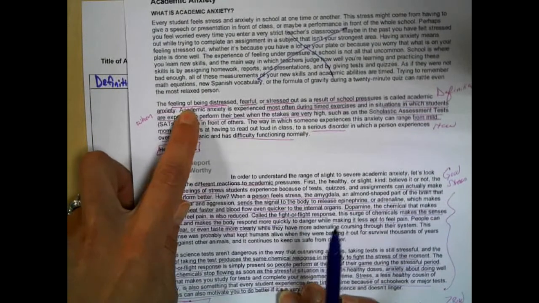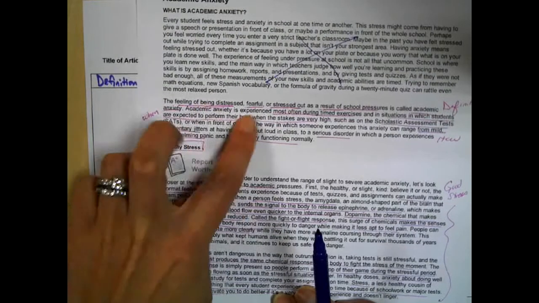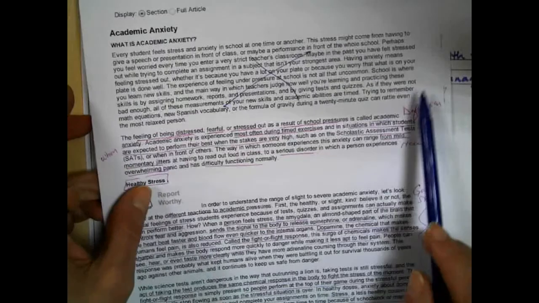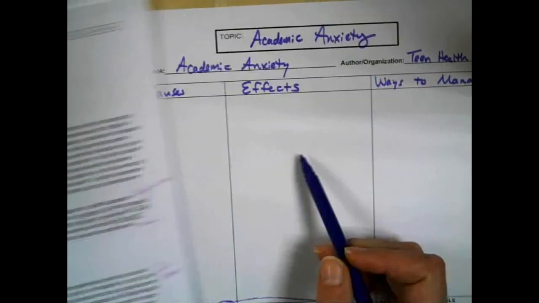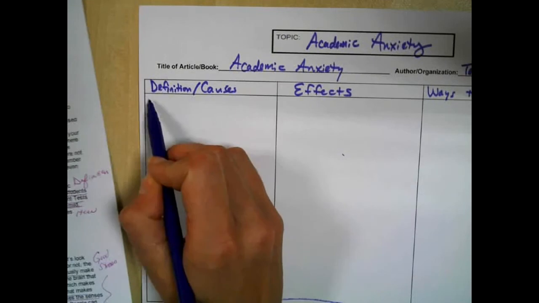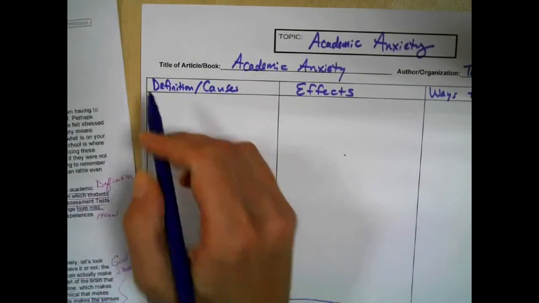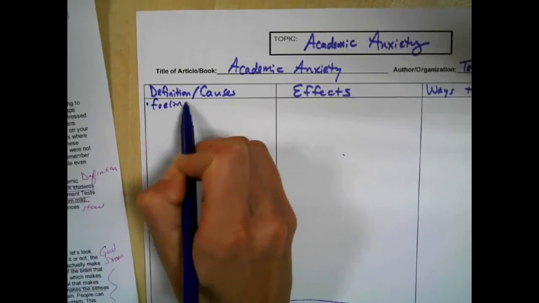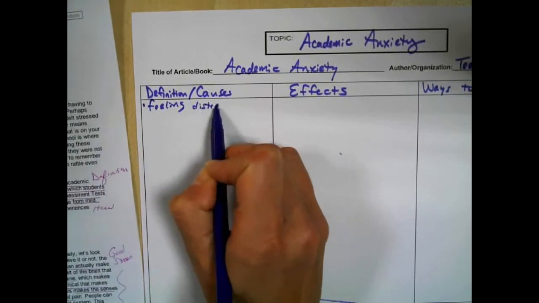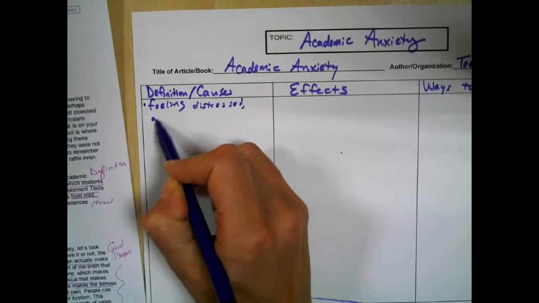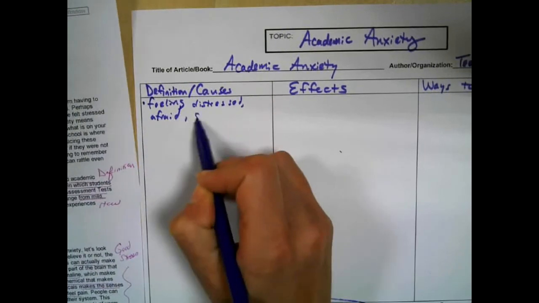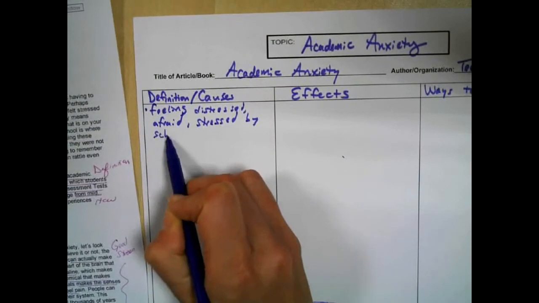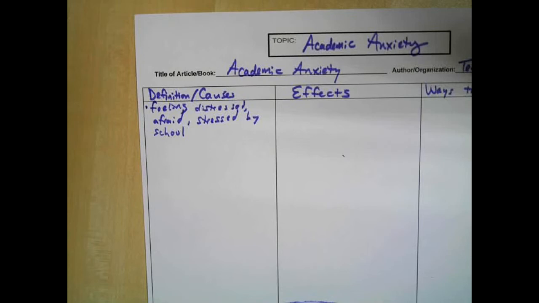So now we get into the meat of it. The feeling of being distressed, fearful, or stressed out as a result of school pressures is academic anxiety. And I've written here, this is a definition. So I know that this goes in the definition. And I always separate my notes with bullet points. And you'll see why once I get more. So I can write feeling distressed, afraid, stressed by school.